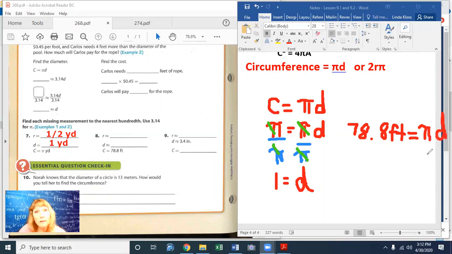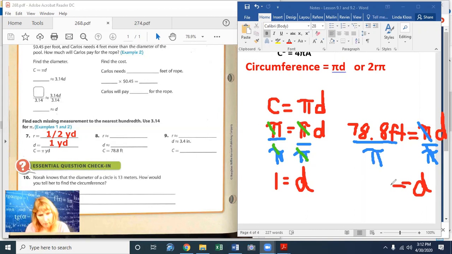So now how do we get d by itself? Oh, I apologize, it's my phone ringing. I'm going to turn that off. How do we get d by itself? We divide by pi on both sides, like this. And the 2 pi's are going to cross off, leaving us with just d on the right side. Doesn't matter if d's on the right or the left, right? D equals 78.8 divided by pi.